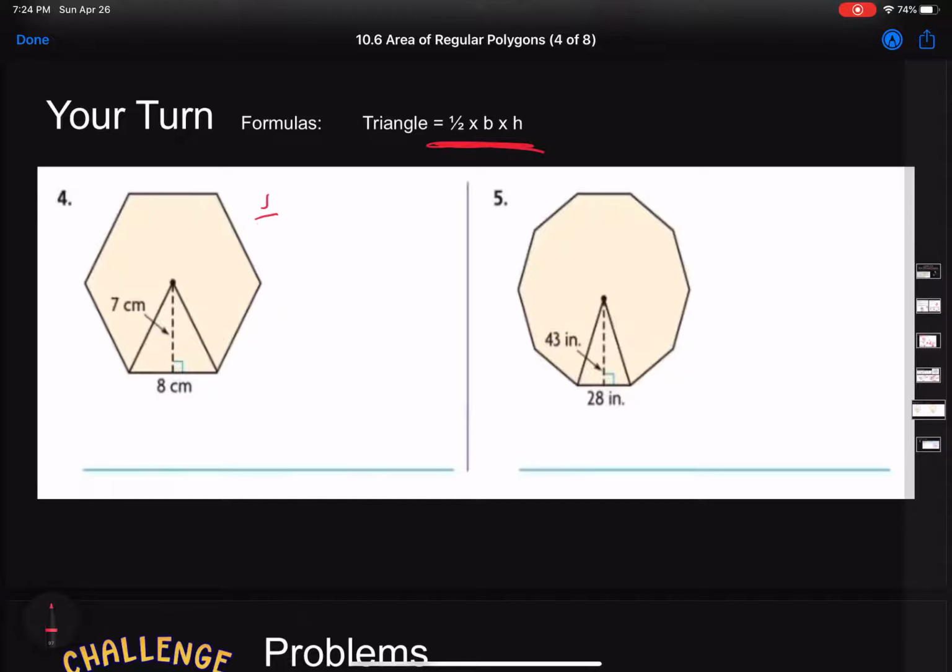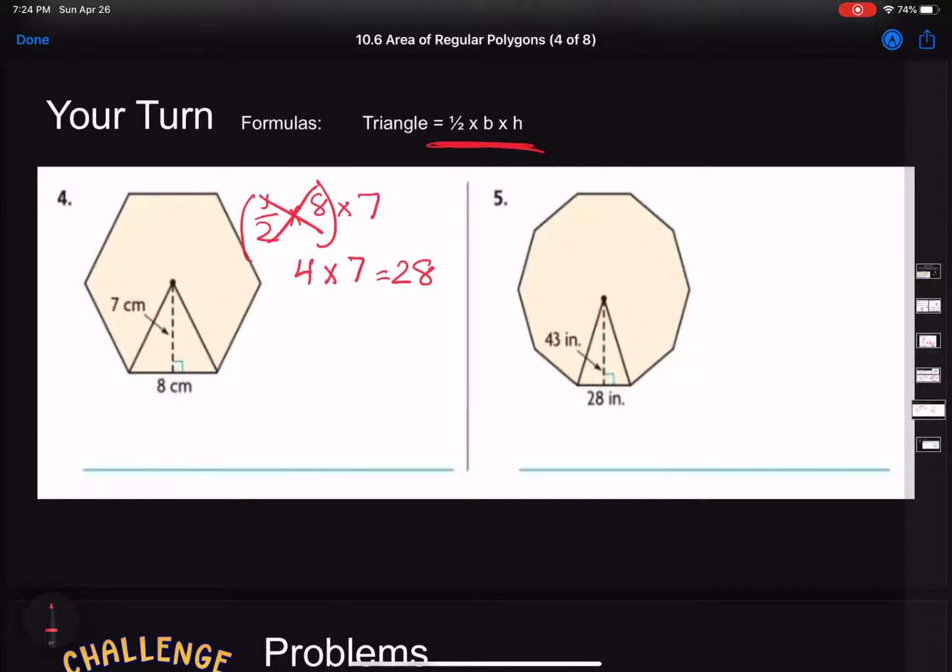Okay, so I'm going to take my formula, 1/2 times base times height. So here's my base, 8. My height is 7. So times 8 times 7. So this is another one. I would probably simplify the 1/2 times 8 first, because remember, that just means what's half of 8. Half of 8 is 4. So you're doing 4 times 7, and that's 28.